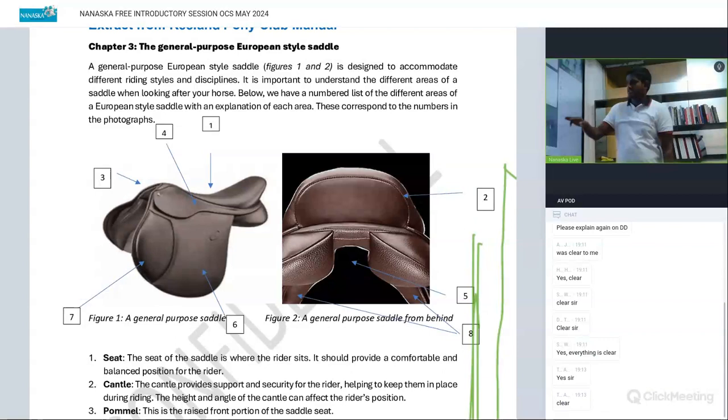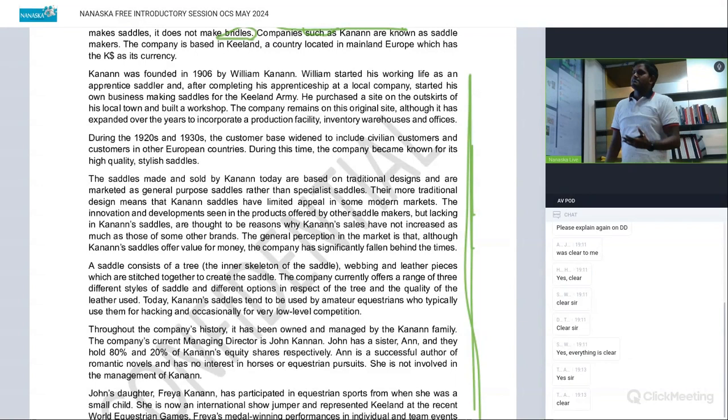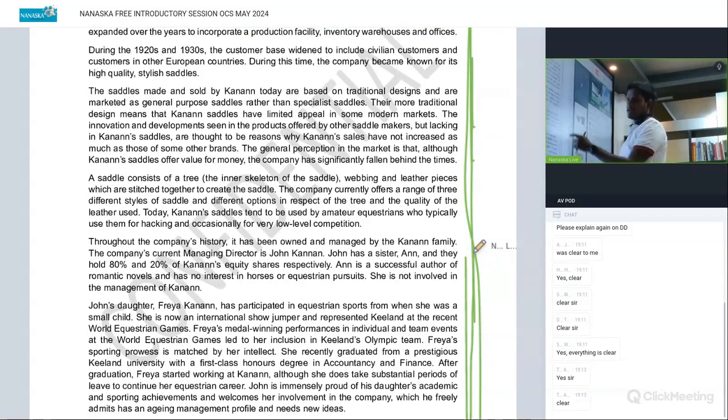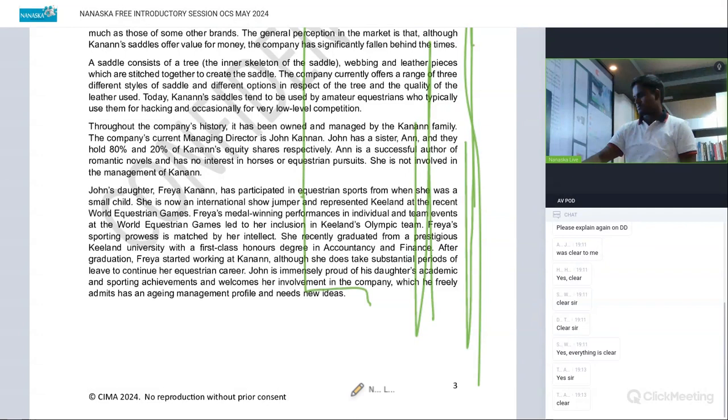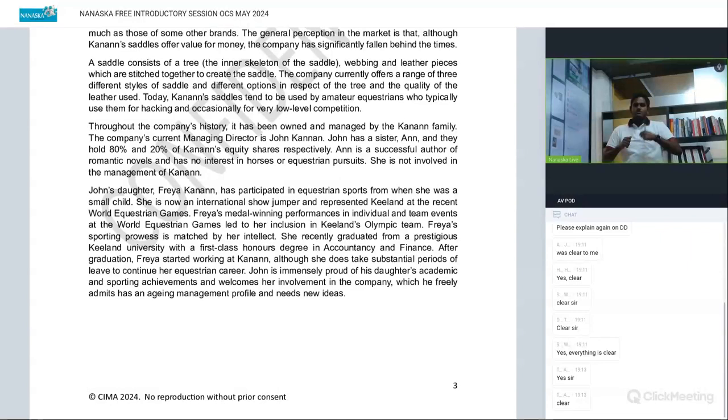Very interesting industry, right? So it's a private company. I read somewhere that the owner's daughter is fond of equestrian sports. Now what are equestrian sports? Basically, horse riding, right? What you see mostly in the Olympics. Those activities fall under equestrian sports, right? So the owner's daughter is a fan of that.